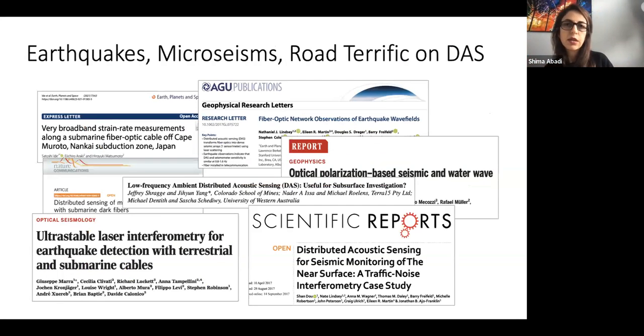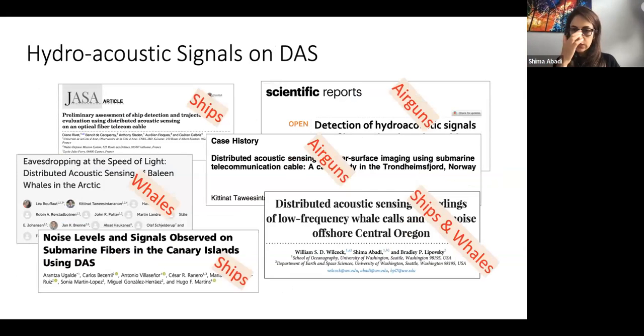DAS has had many applications in seismology, earth sciences, ocean sciences for a couple of years now. So I'm sure you can find a lot of other papers related to those topics. But in ocean acoustics, there are just a few papers. And in addition to what I have in this slide, there are a couple more that were published recently. So it's just a new sensing technology in ocean acoustics, and people are still trying to figure out what they can do with that.